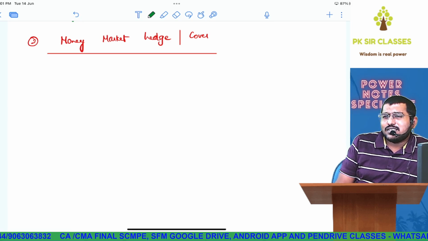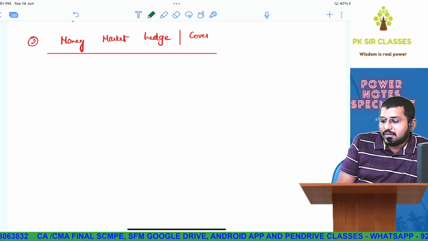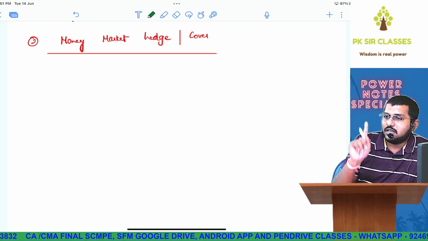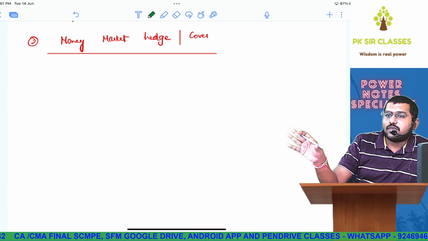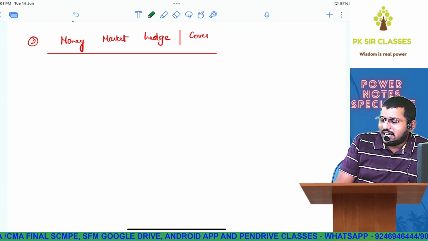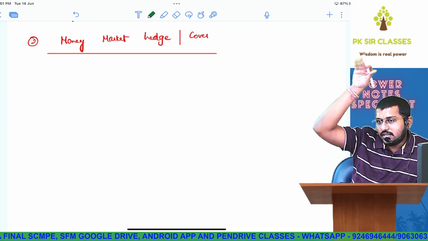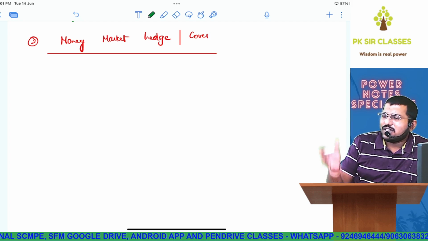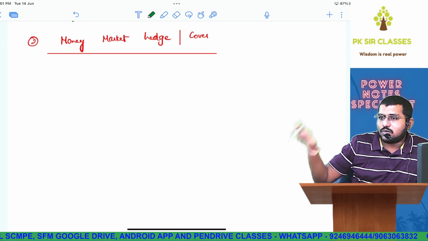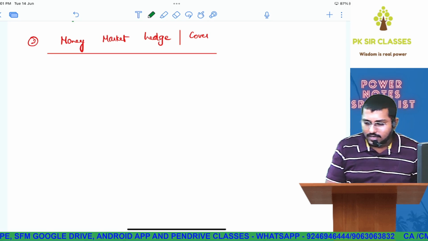Forward cover is very easy. In one step you'll get the answer, correct? Our best friend is forward cover. Always a single step. Find out the forward rate, multiply, you get your answer. Then it's done, correct? Money market hedge, yeah, we need to put in some steps. That's not a problem. Now that you know how it goes, right? Once we do 2 to 3 problems, from the fourth problem onwards, automatically it will come. That's the point.